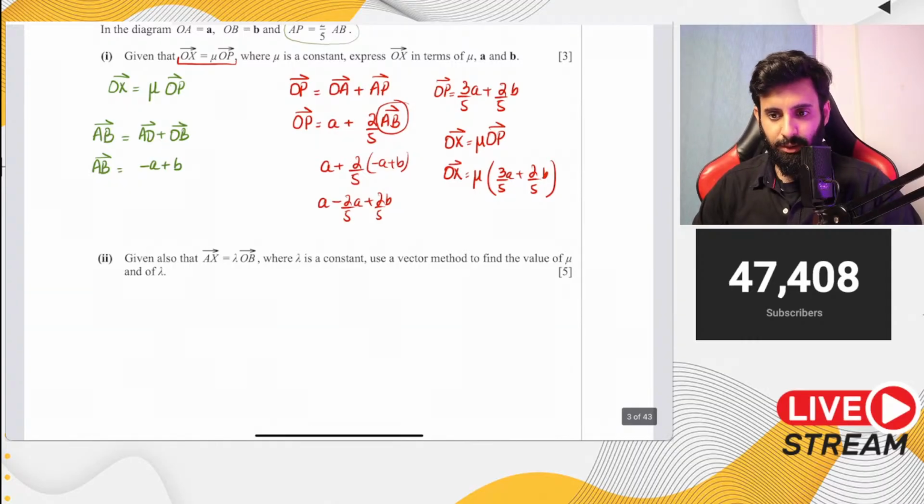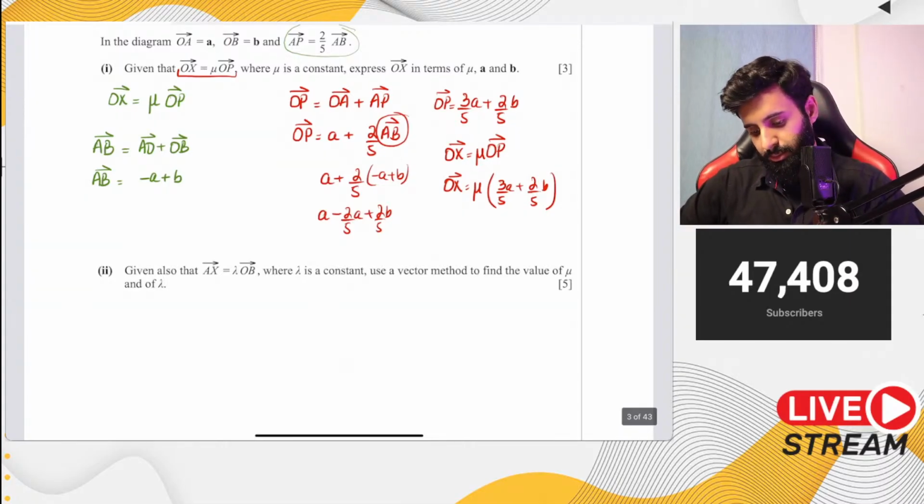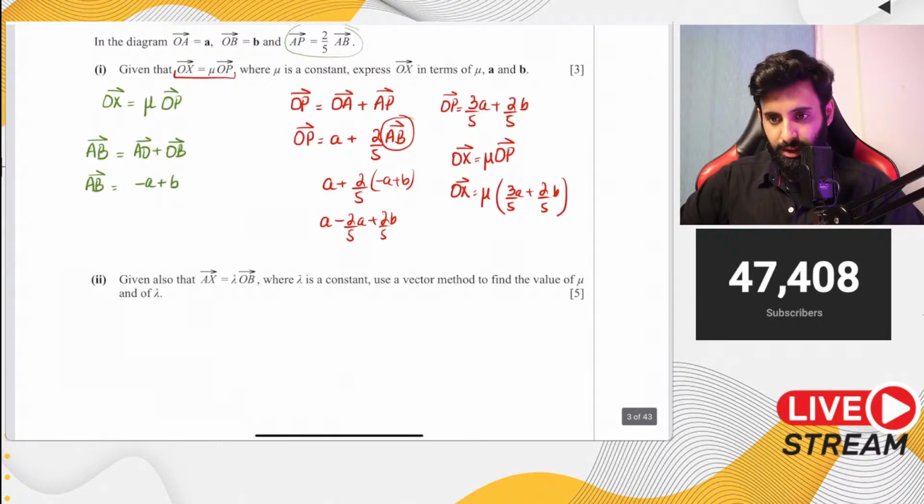Yes, IGCSE and O-level, they're both the same. Okay, that's a logical question. Yes, IGCSE and O-level, they're both exactly the same. The papers are the same, the exam dates are the same, everything is the same.